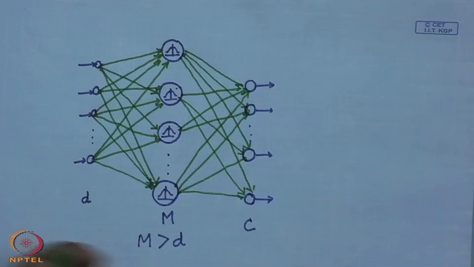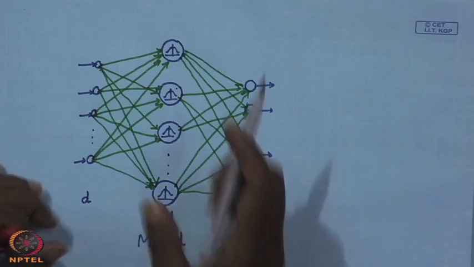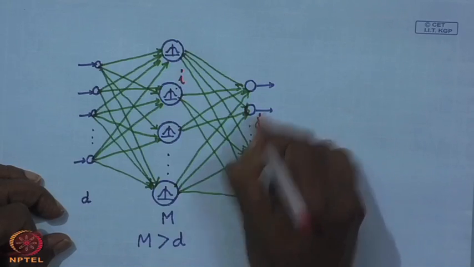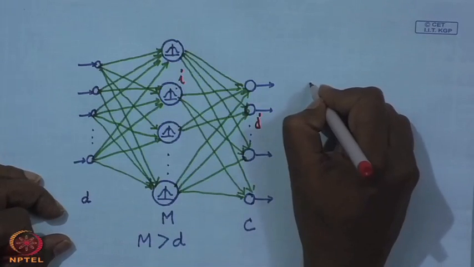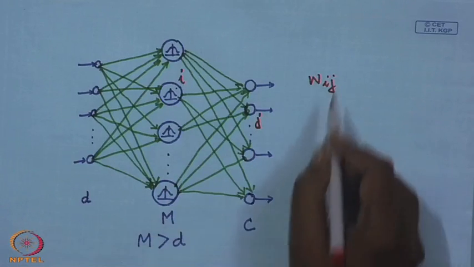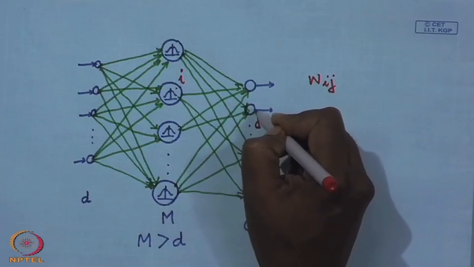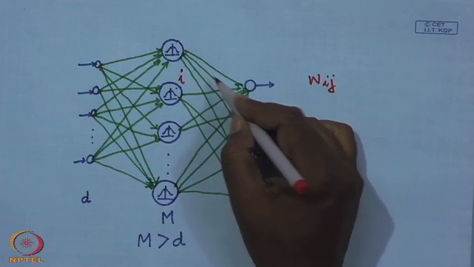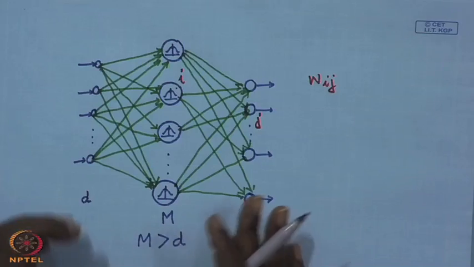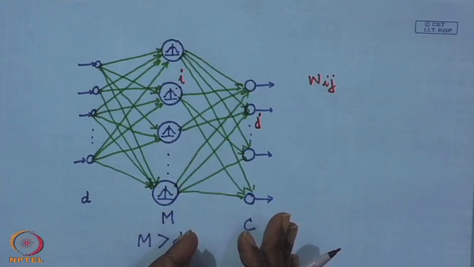Where we can say that every ith node in the hidden layer is connected to the jth node in the output layer through a connection weight which is equal to W i j. So, because of this, every node in the output layer computes a linear combination of the outputs of the hidden layer, and based on the value of this linear combination, the output layer nodes decide to which class the input vector should be classified.